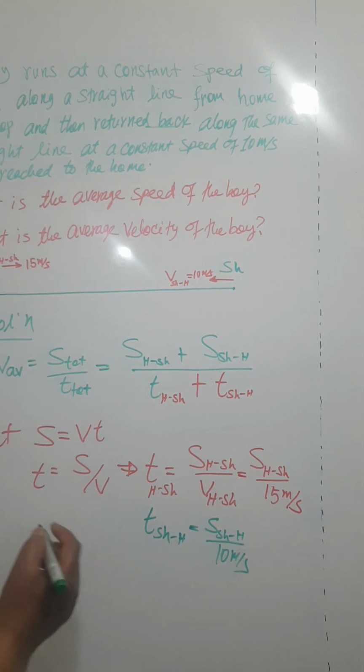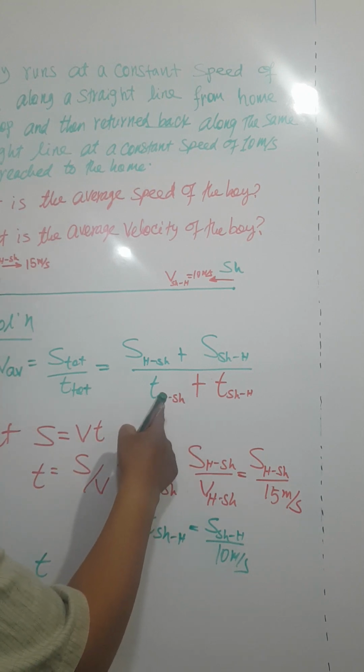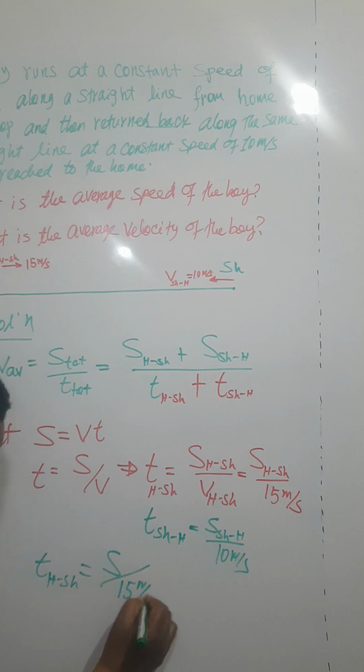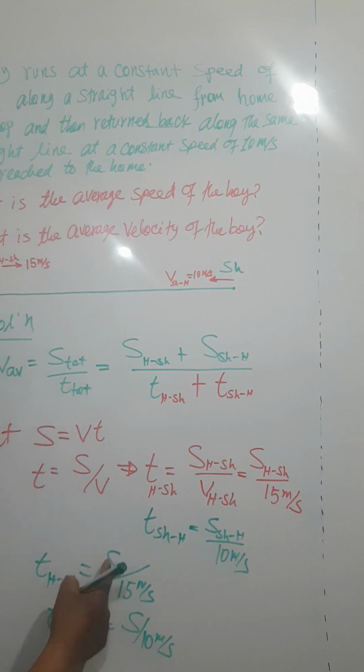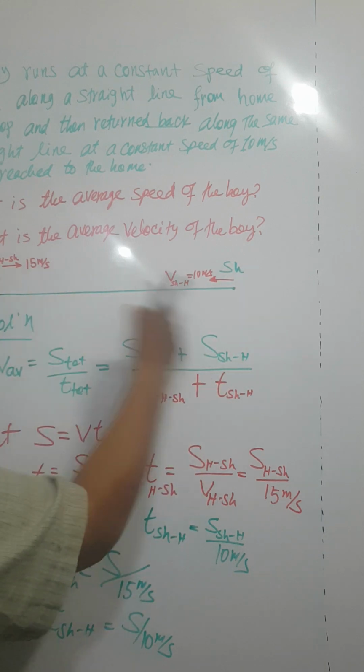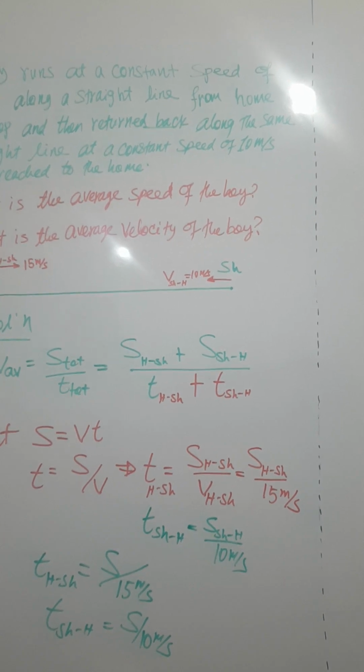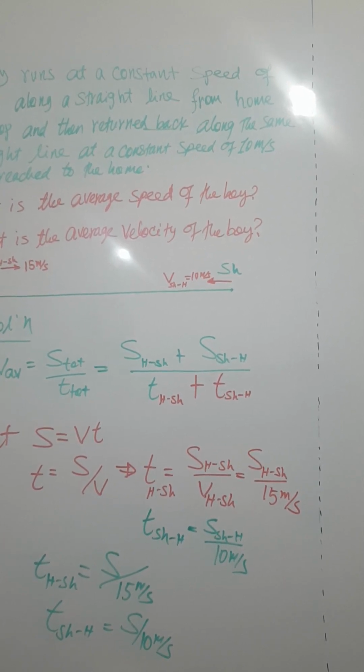Then T home to shop is equal to S divided by 15 meters per second, and T shop to home is equal to, again, S divided by 10 meters per second, because these distances are the same. The backward and the forward distances are the same. So if we have this, it's easy to solve for the average velocity.